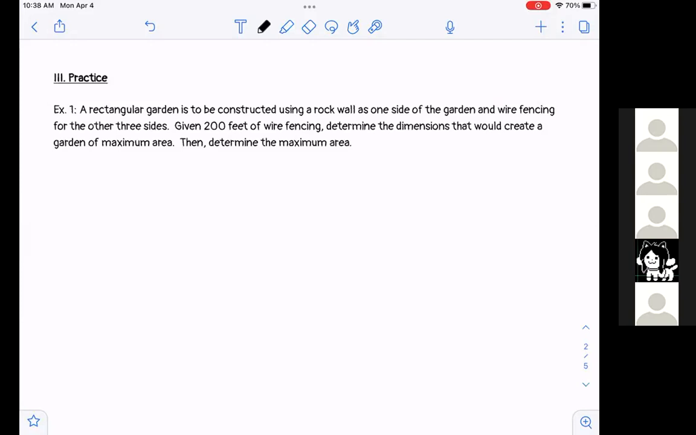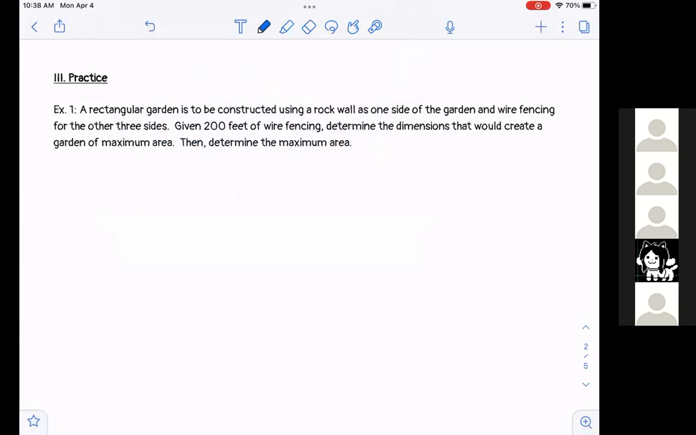So we have this example. A rectangular garden is to be constructed using a rock wall as one side of the garden and wire fencing for the other 3 sides. Given 200 feet of wire fencing, determine the dimensions that would create a garden of maximum area. Then determine the maximum area, okay?